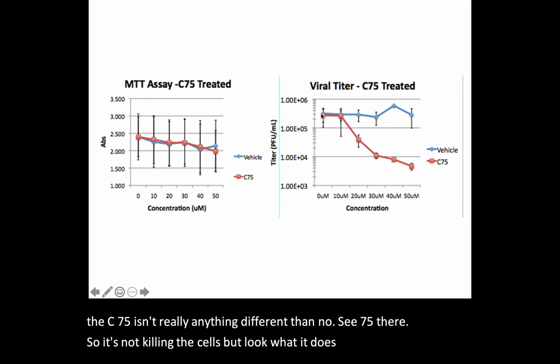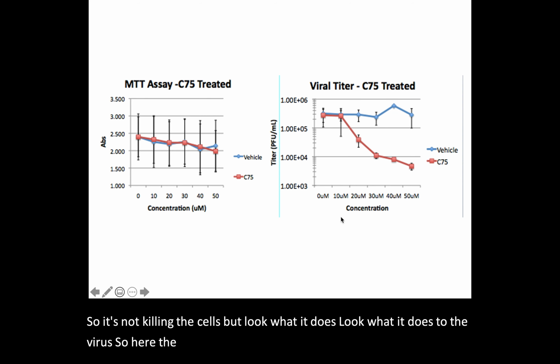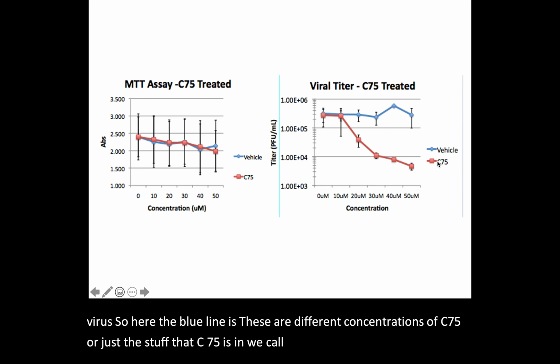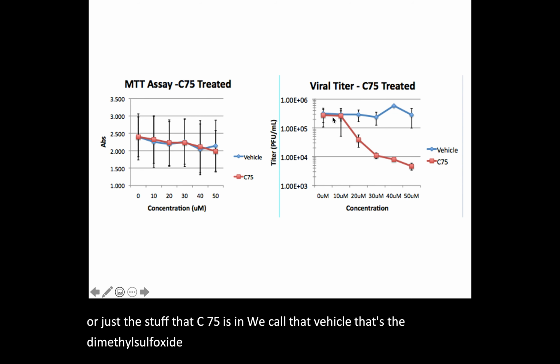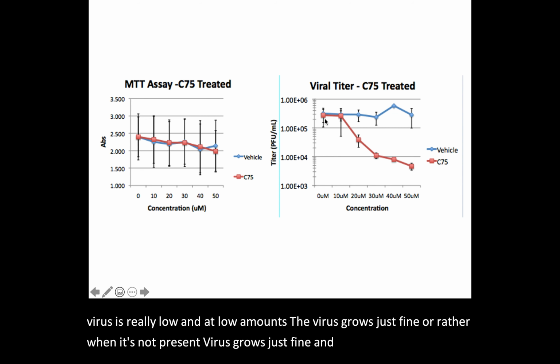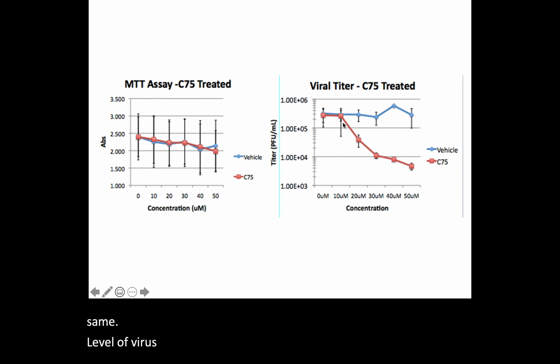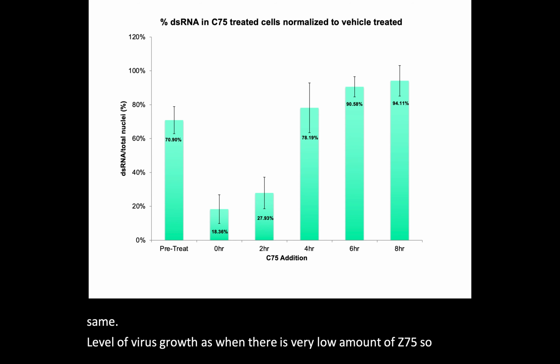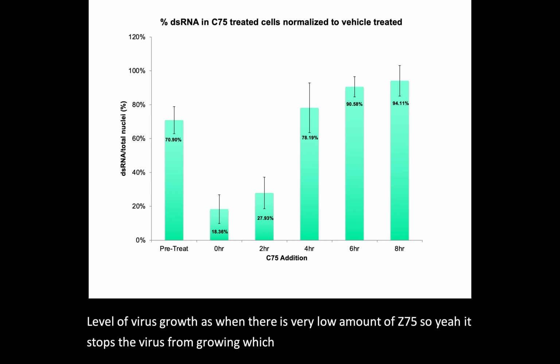Look what it does to the virus. So here the blue line is, these are different concentrations of C75, or just the stuff that C75 is in. We call that vehicle. That's the dimethyl sulfoxide mix. And you can see at high amounts of C75, the virus is really low. And at low amounts, the virus grows just fine, or rather, when it's not present, the virus grows just fine. And it's actually the same level of virus growth as when there is a very low amount of C75. So yeah, it stops the virus from growing, which is pretty neat.